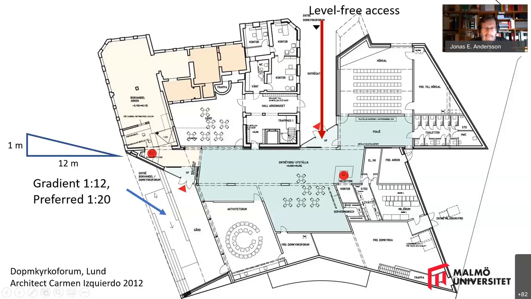And furthermore, in the Swedish case, the length of the ramp is restricted to being not longer than 5 meters. So at every 5 meters, you have to introduce a space for resting, which then would be 150 by 150.